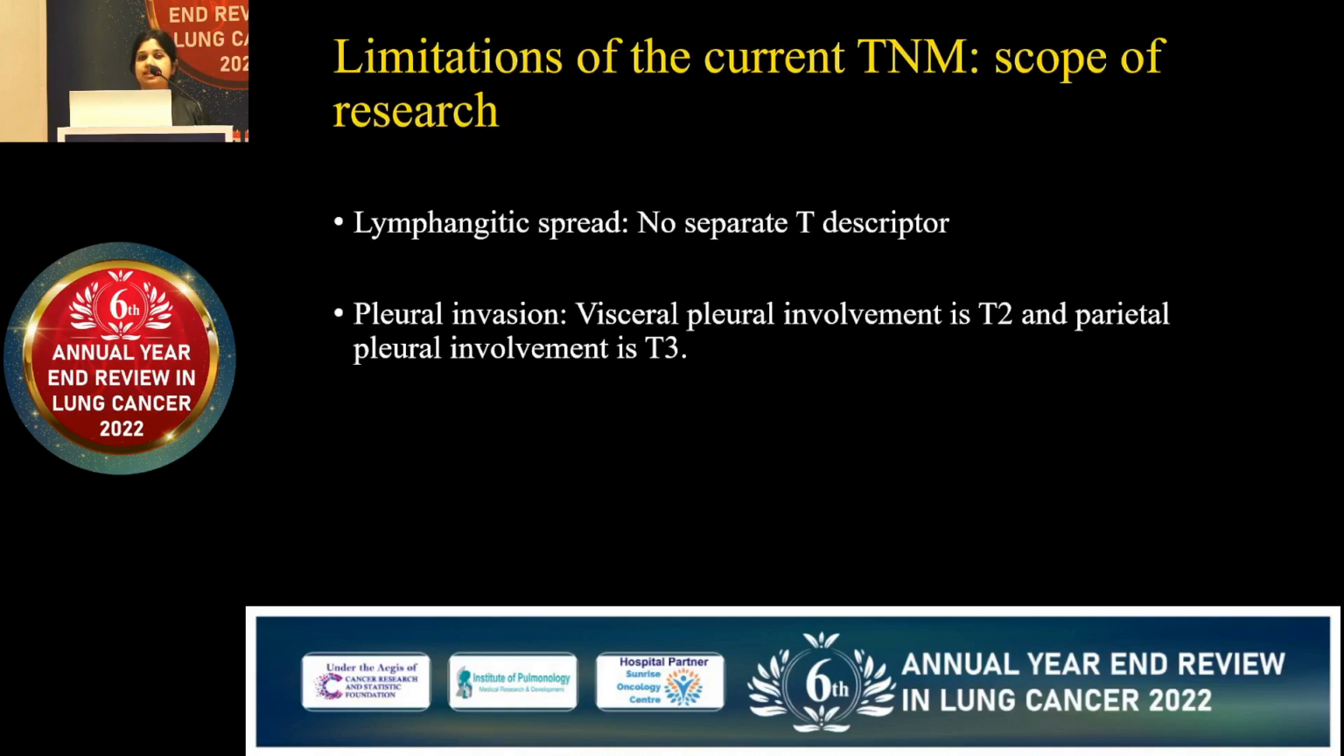So coming to the limitations of the current TNM. The current 8th edition TNM does not address the issue of lymphangitic spread. So there is no separate T descriptor for that, although we assume that this is definitely a disease progression. Secondly, pleural invasion. If we go through the TNM classification, the visceral pleural involvement is T2 and the parietal pleural involvement is T3, but on imaging we cannot differentiate. So I hope the next edition of TNM will address these issues.